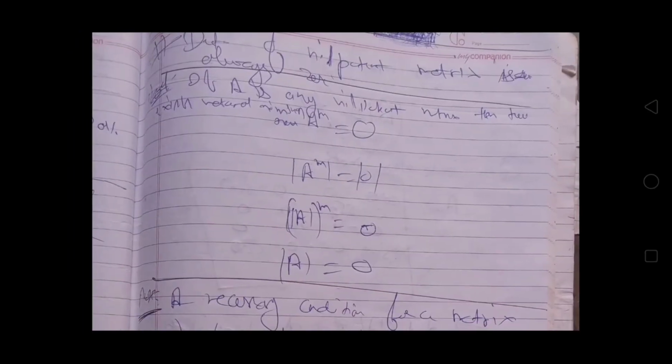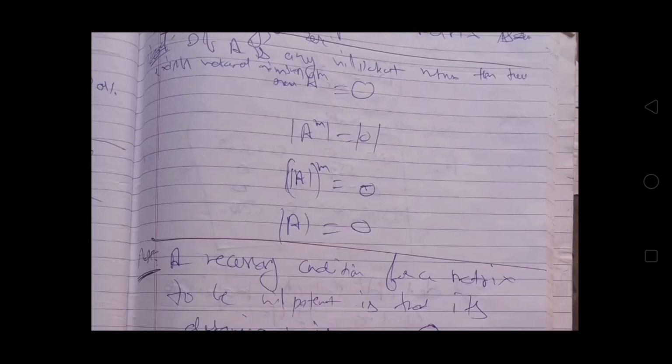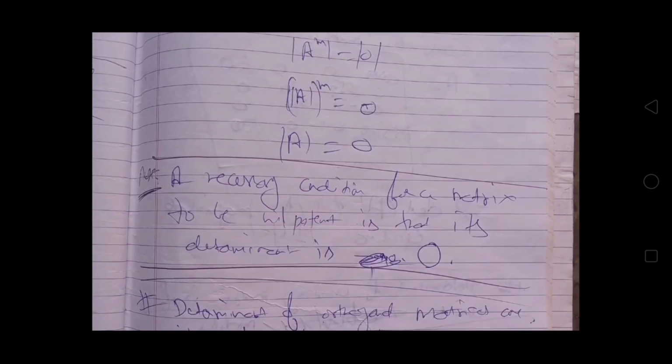The determinant of a nilpotent matrix is always 0. If A is any nilpotent matrix, then there exists a natural number m such that A raised to the power m is equal to 0. Taking the determinant on both sides and applying the property of determinants, you will get the determinant of A is equal to 0. So the necessary condition for a matrix to be nilpotent is that its determinant is 0.